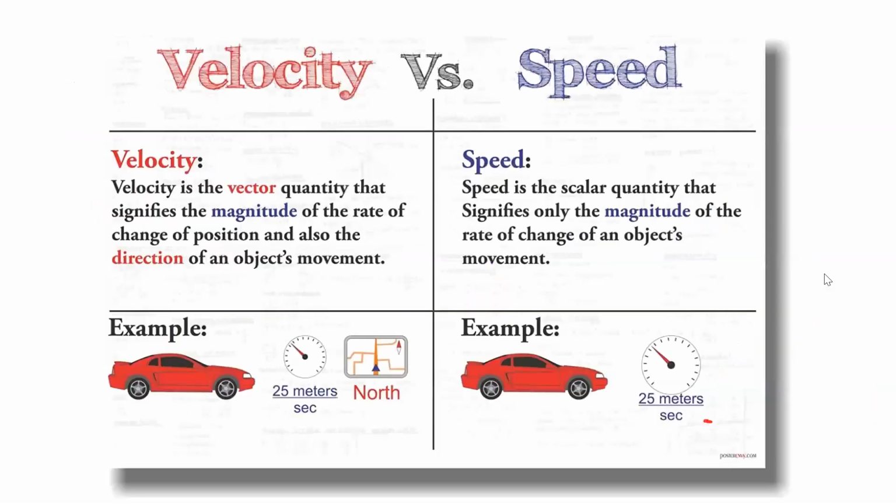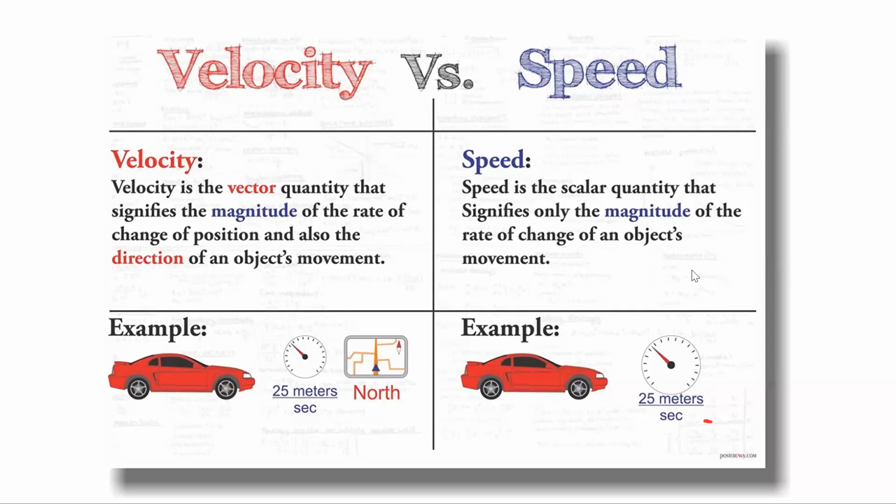Okay, so similar to distance versus displacement, we've got velocity versus speed. Velocity is a vector, whereas speed is a scalar. Scalars only look at the magnitude. They don't care about which direction you're going in, whereas vectors do. So it's magnitude and direction. That's just key to remember.